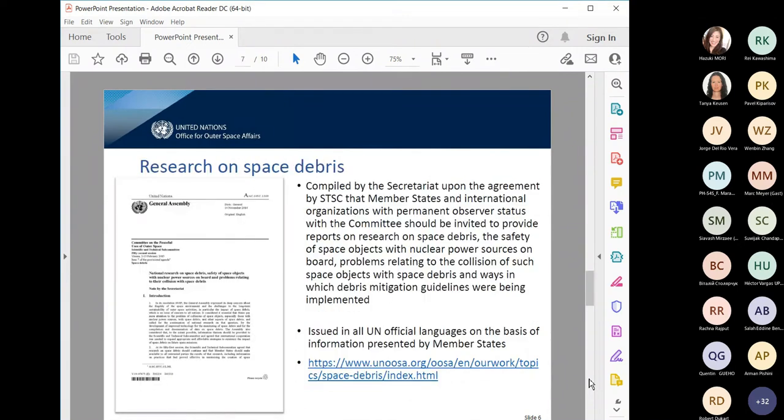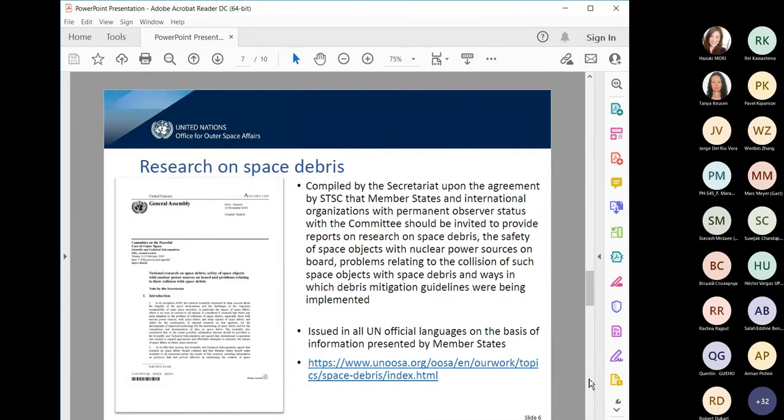Two more sources of information that I would like to share with you today. First is a compilation of documents on research of space debris. So these documents are issued in all official languages of the United Nations, and they contain submissions from states and organizations on research in this field. So you have a presentation available to you, you have a link. Following that link would lead you to the page where we post all the documents which contain submissions from countries and organizations.